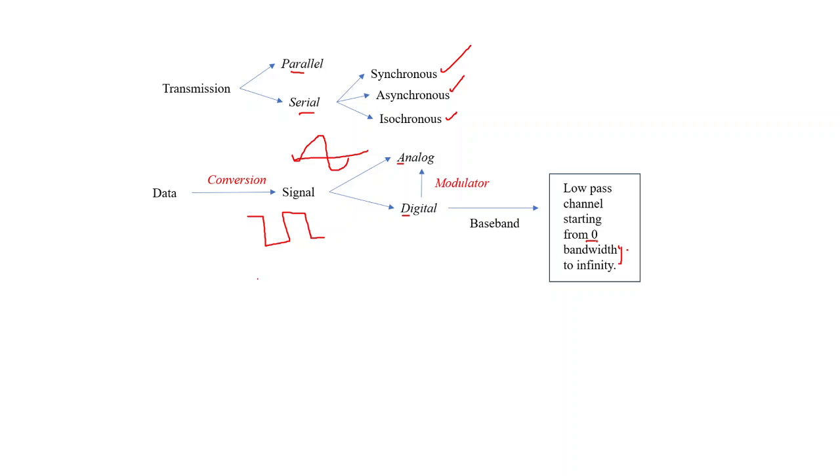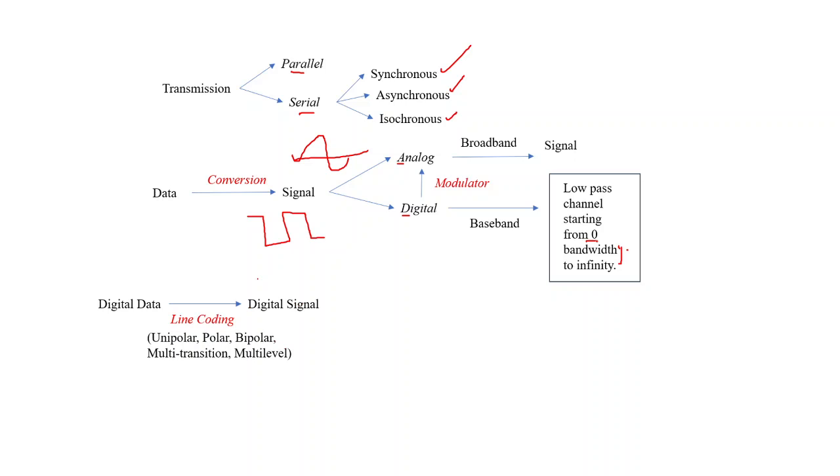So what we do is we use a modulator, and that transfers the digital signal to an analog signal, and now a broadband kind of communication happens where the signal just passes through the system.